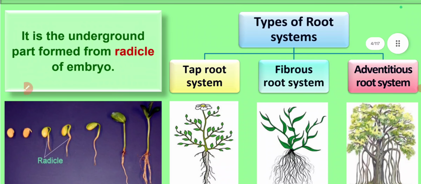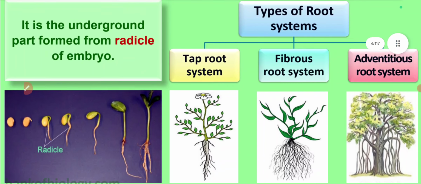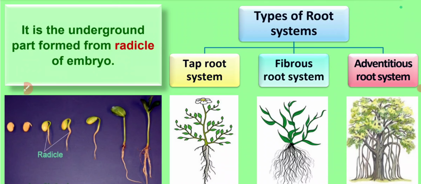It is the underground part formed from the radicle of the embryo. You all are familiar with the term radicle from class 10th. Radicle is the future root that is present in the seed. So as you can see here in the diagram, it is a seed and you can easily distinguish the radicle.